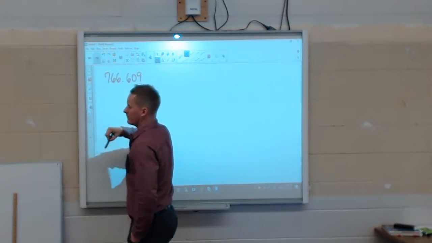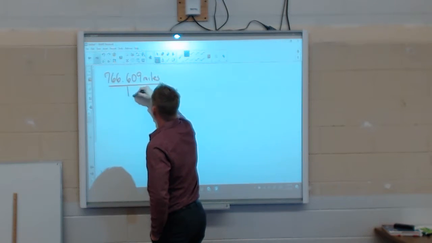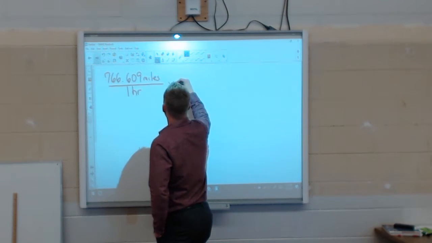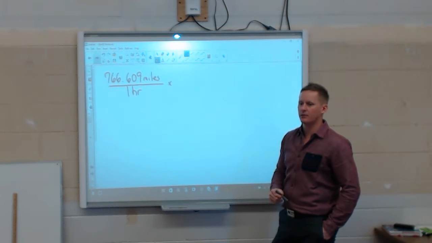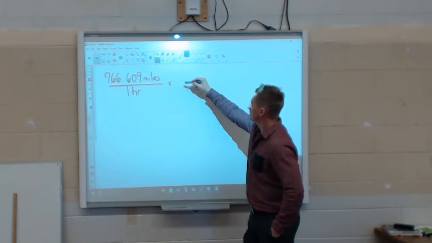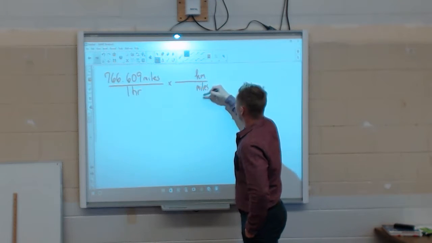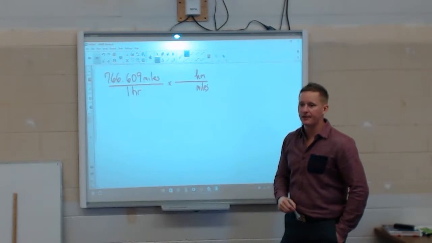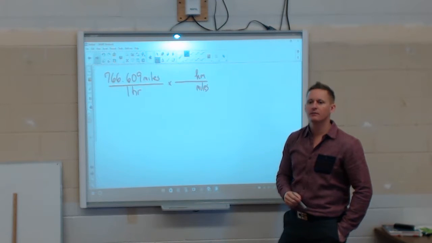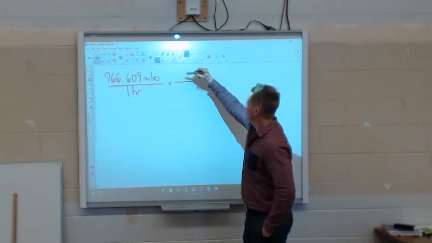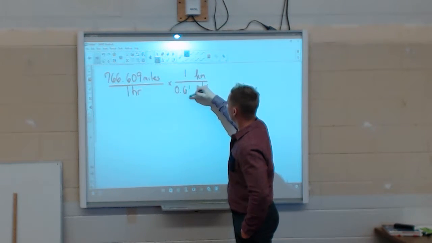766.609 miles per 1 hour. How do I convert that to kilometers per hour? What's my ratio of miles to kilometers or kilometers to miles? 0.61. Okay, so I've got it set up like this. What's the ratio of kilometers to miles? 1 kilometer to 0.61 miles. Is that what the ratio is in the book?